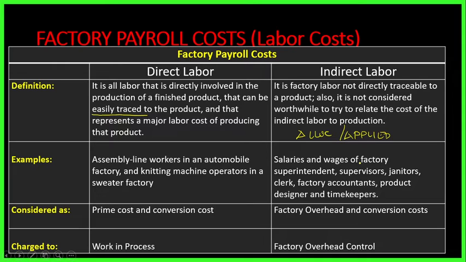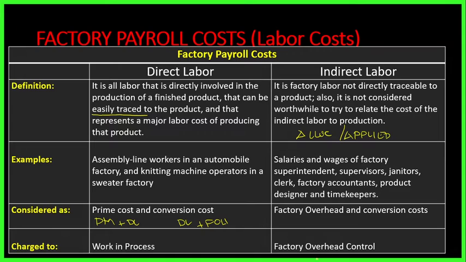As a review, we mentioned earlier that direct labor is considered a prime cost, and at the same time part of your conversion cost. Indirect labor is part of your factory overhead and therefore only a part of your conversion cost. As a review, prime cost is composed of your direct materials and your direct labor, while conversion cost is composed of direct labor plus factory overhead. So indirect labor is part of your factory overhead, thus it's only part of your conversion cost.